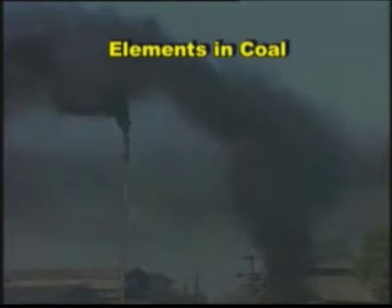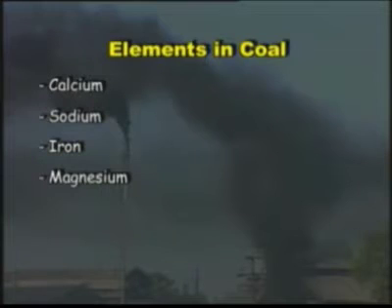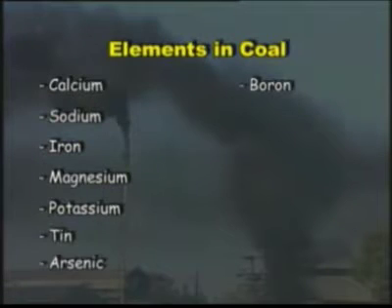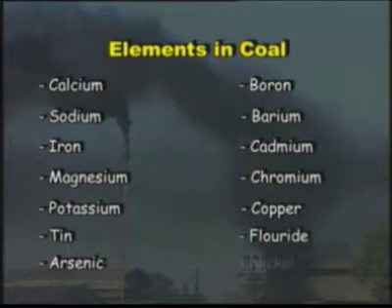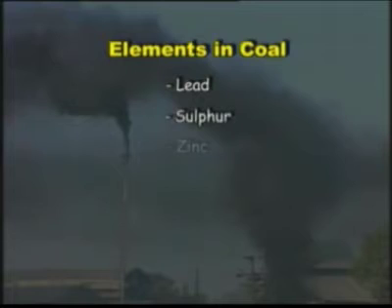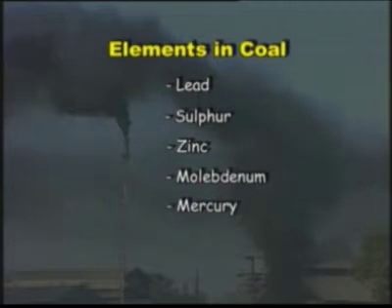Burning of coal produces sulfur dioxide and nitrogen oxides, which are the major gaseous pollutants. Besides, the coal burning also generates carbon dioxide, a major greenhouse gas. Coal has trace amounts of many elements, which include calcium, sodium, iron, magnesium, potassium, tin, arsenic, boron, barium, cadmium, chromium, copper, fluoride, nickel, lead, sulfur, zinc, molybdenum, and mercury. These elements are persistent and remain in the fly ash, and their level builds up over time.